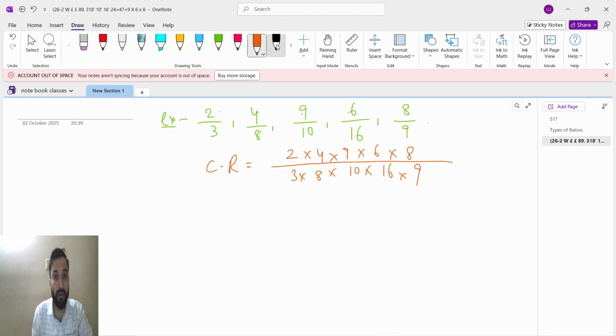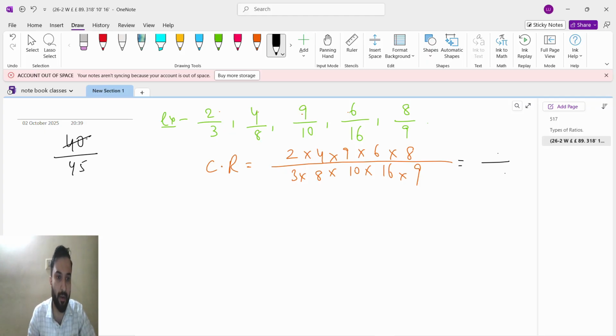But wait, be patient. You might become Chacha Chaudhary, take out the calculator, multiply 2 into 4 into 9 into 6 into 8, write down whatever you get, then 3 into 8 into 10 into 16 into 9, and get the answer. No, understand one thing: every time we will write the ratio in simplest form. Simplest form means like this. Suppose it is 40 by 45, we can see that 40 by 45 will get cancelled.